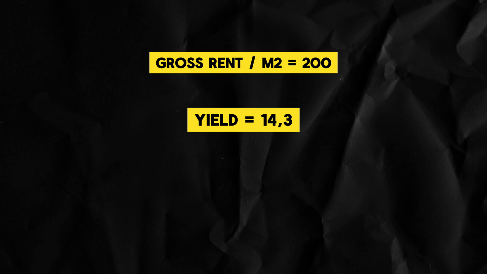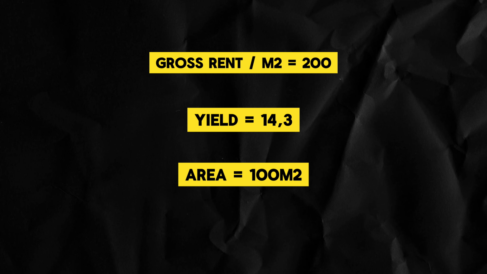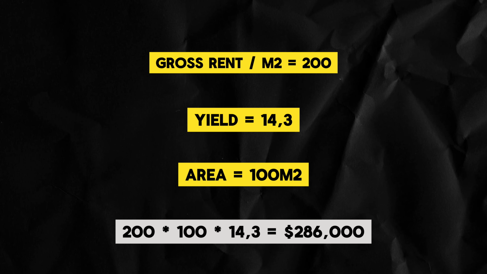Suppose we have a commercial property with a gross rent per square meter of 200 euros. We also have the factor X, which is the yield and is 14.3. The market value per square meter of comparable properties in the area is 2860 euros. Now, if the property has an area of 100 square meters, we can calculate the total market value by multiplying the market value per square meter by the total number of square meters. So if the property has an area of 100 square meters, the total market value is 286,000 euros.